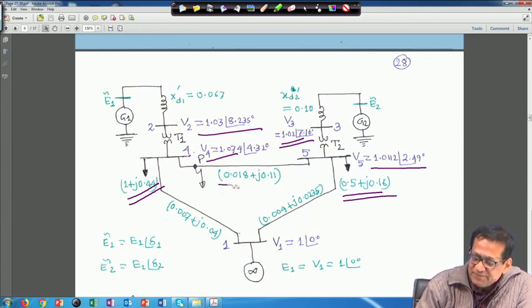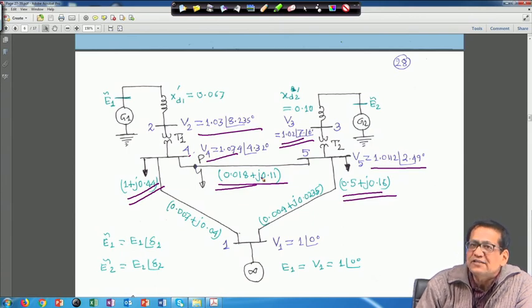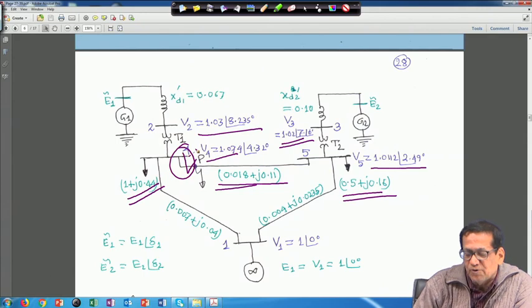Next, the line parameters are given. These are the R and X values, 0.012, 0.18 plus j 0.11. This is all in per unit. This is also 0.007 plus j 0.04 per unit, and this is also 0.004 plus j 0.0235 per unit. These parameters are given. A fault has occurred near bus 4, right? A 3-phase fault has occurred, right?